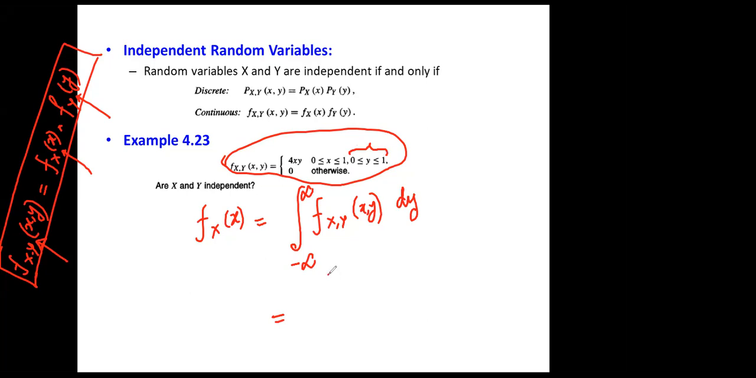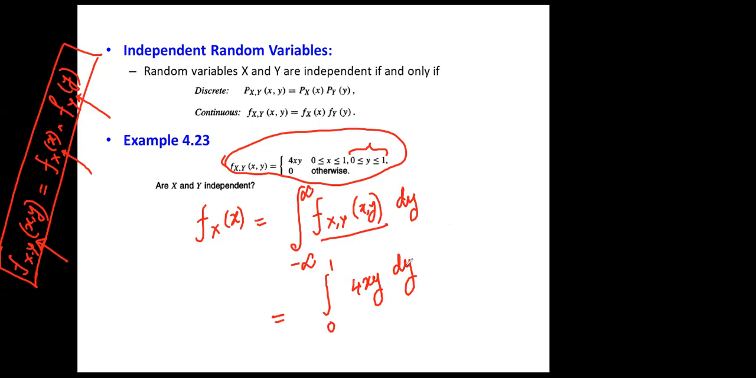So we make the limit 0 to 1, because outside that limit there is no value for the joint PDF. Even if we give minus infinity to plus infinity, the limit will be reduced to 0 to 1 in this range. Okay. So we can write 0 to 1, and the joint PDF value is given, it is 4xy, and then dy.